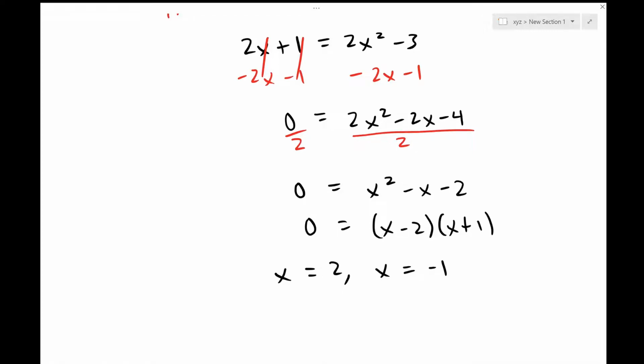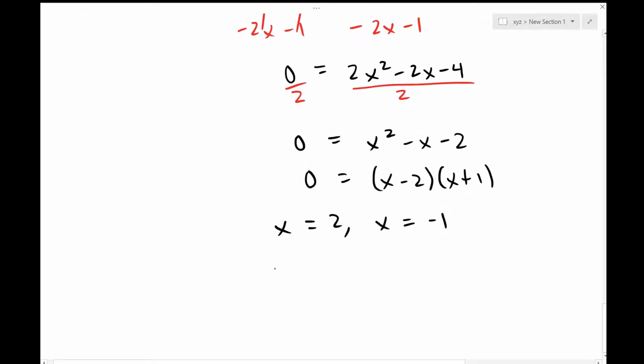Okay, so now we need to find the y coordinates, and to do that I want to remember that y was equal to x squared minus 3, looking at the second equation from the original system. Again, I can use either equation, but I'm choosing this one because it's a little bit simpler to work with.